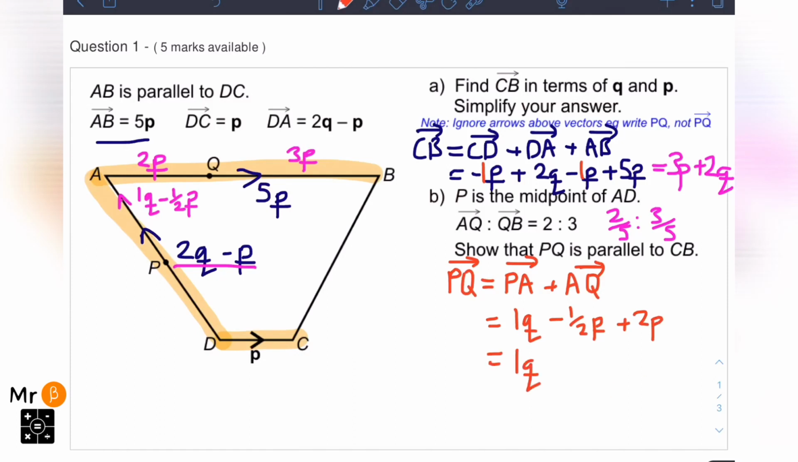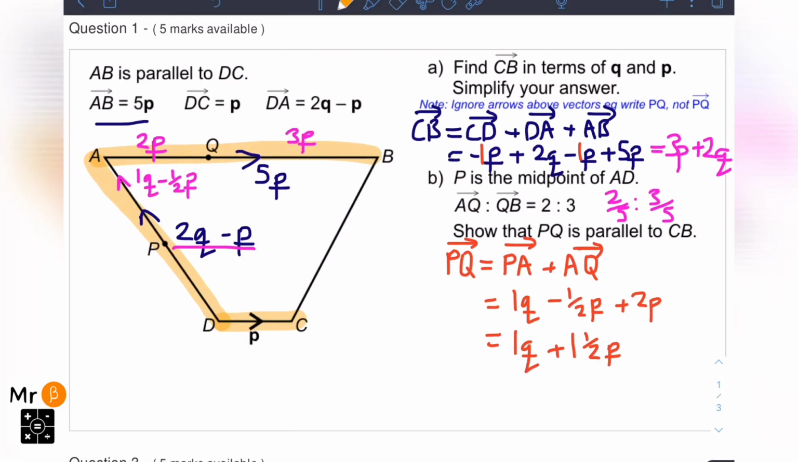So now if we collect together our vectors, minus 1/2 plus 2 is 1.5p, or 3/2p. Now we've got what PQ is, we need to write down what CB is. We've already done this in part A. I'm just going to change around the order so it matches up. So I'm going to write my 2q first, plus 3p.